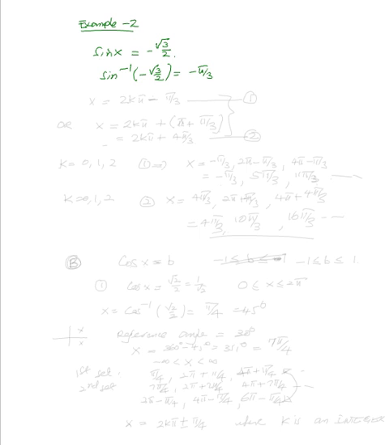Using the general solution, we could write x equals 2k pi plus negative pi over 3, so minus pi over 3, or x equals 2k pi plus pi minus, now since we are subtracting a negative number, it becomes positive pi over 3. In other words, this could be written as 2k pi plus 4 pi over 3.